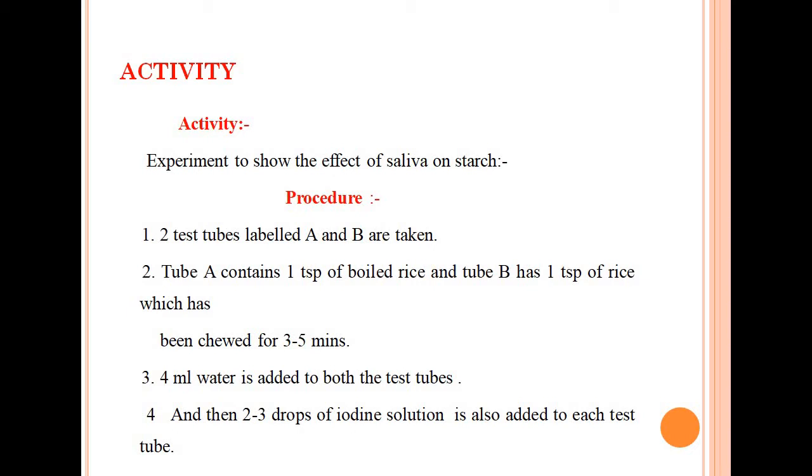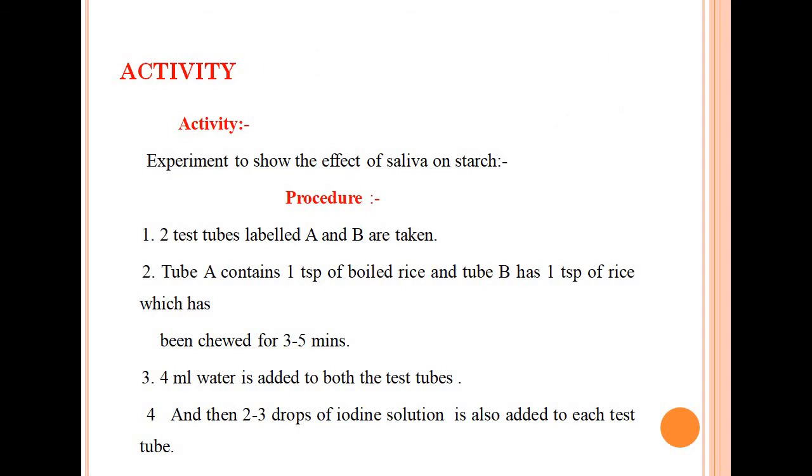Tube A contains 1 tablespoon of boiled rice and tube B has 1 tablespoon of rice which has been chewed for 3 to 5 minutes. After that we will add 4 ml of water to both the test tubes, and then 2 to 3 drops of iodine solution is added to each test tube.